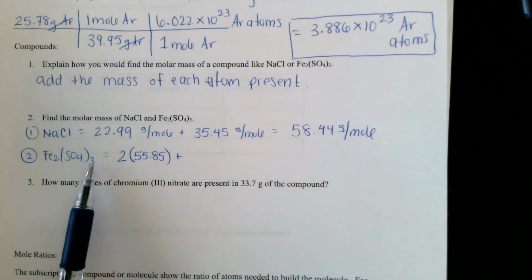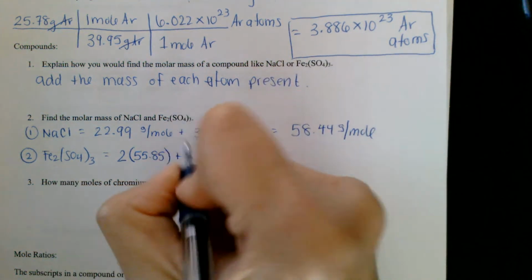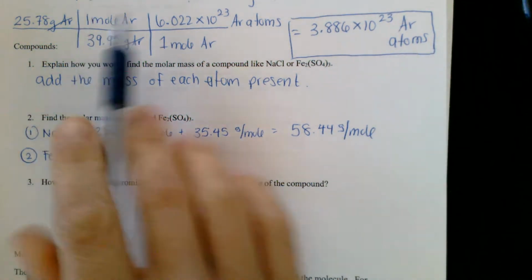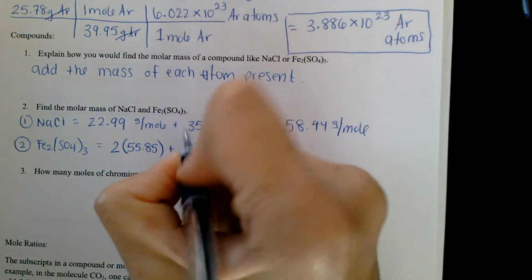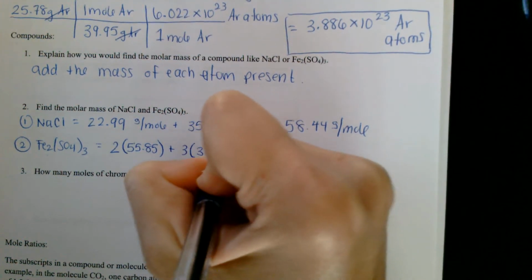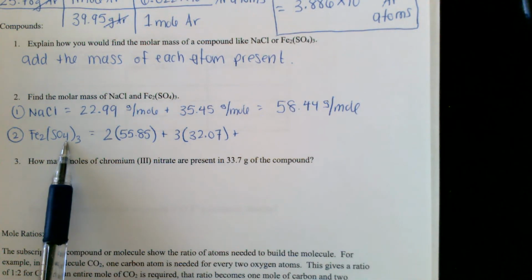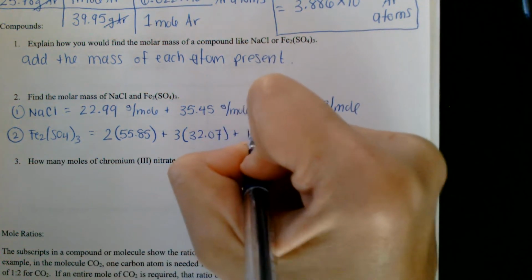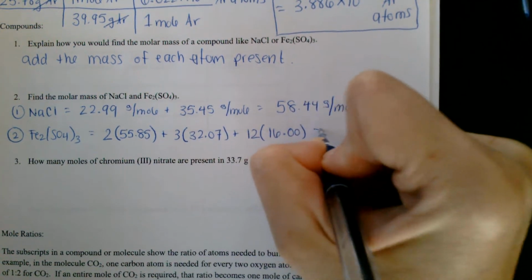Then we're going to add that to, if we look at this 3, this distributes into the sulfur. We have 3 sulfurs, so 3 times the mass of sulfur, which is 32.07. And then finally, we have 4 oxygens in a sulfate, but we have 3 sulfates, so 3 times 4 gives us 12 times the mass of oxygen, which is 16.00.